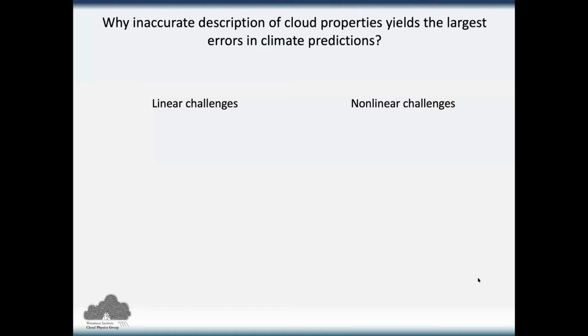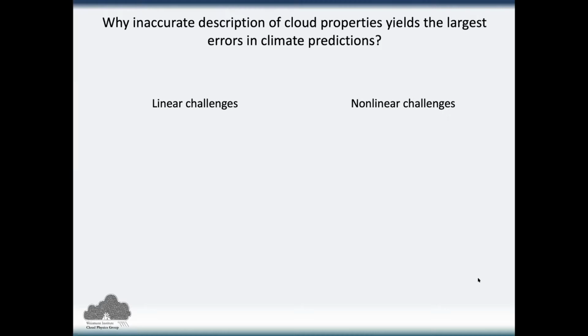And you know, linear challenges could be error in the measurements. It could be even grade errors in radiation transfer. So if we have errors in the optical properties of clouds or the optical properties of aerosols, yes, it will yield an error, but the error will be proportional to the uncertainty, okay?